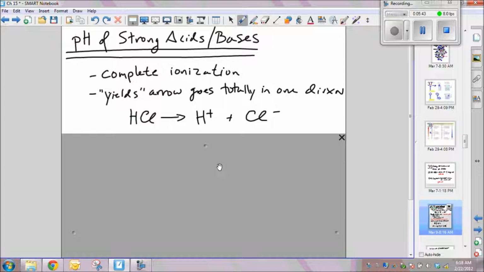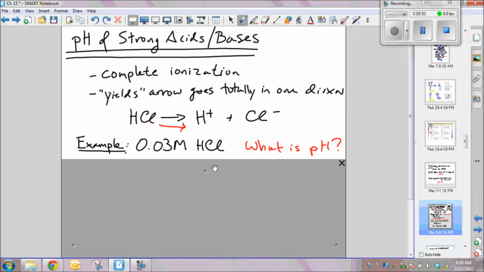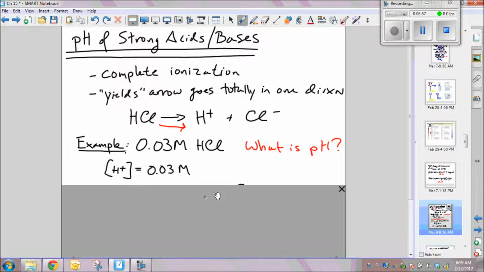Now, calculating the pH of strong acids is relatively easy because it completely ionizes. That yield arrow goes in one direction, over to the right. So if we know the molarity of the strong acid that we put into solution, we also know the hydrogen ion concentration. As an example, what is the pH of 0.03 molar HCl?